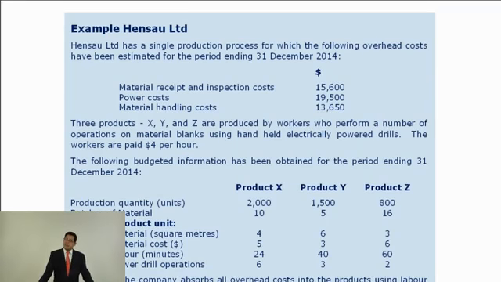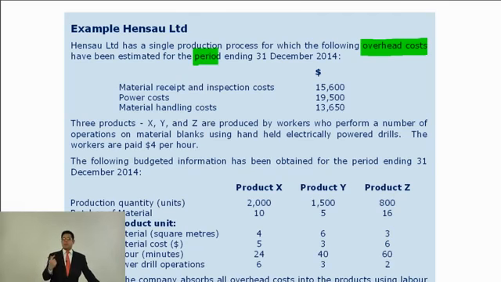Right, you can see a very typical section B type question on absorption and activity based costing. Okay, right. Hansau Limited has a single production process for which the following overhead costs have been estimated for the period ending 31st of December 2014. So the following are the overhead costs which have been estimated for the period.